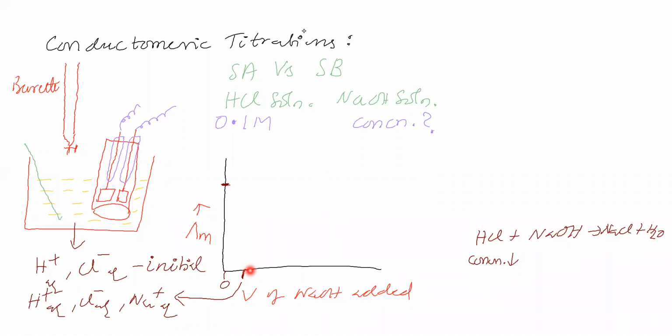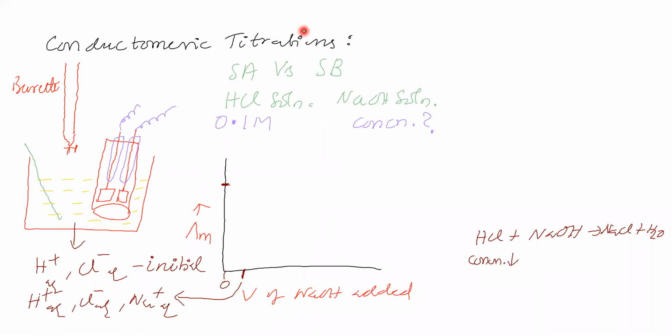Now see, initially in this vessel you are taking HCl solution. HCl solution has H plus ions and Cl minus ions. H plus ions are carrying current, Cl minus ions are carrying current. Therefore, lambda m of the initial solution is equal to lambda m of H plus and lambda m of Cl minus. The sum of these two contributions is called lambda m of solution initially.